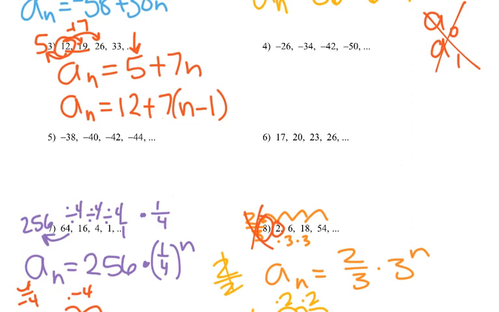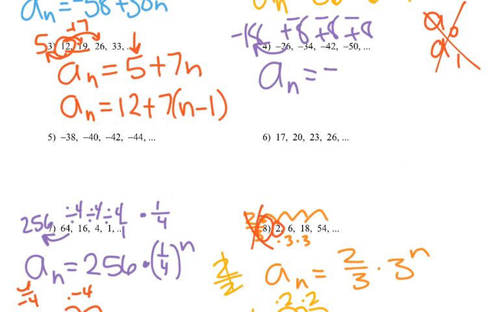4. Negative 26 to negative 34 to negative 42 to negative 50. We are definitely adding 8 each time. Actually subtracting 8, aren't we? So I'd go a sub n equals, going backwards, negative 26 plus 8 would give us negative 18. So negative 18 minus 8 is negative 26. So we start at negative 18, we're subtracting 8, and we're doing it repeatedly, so times n.